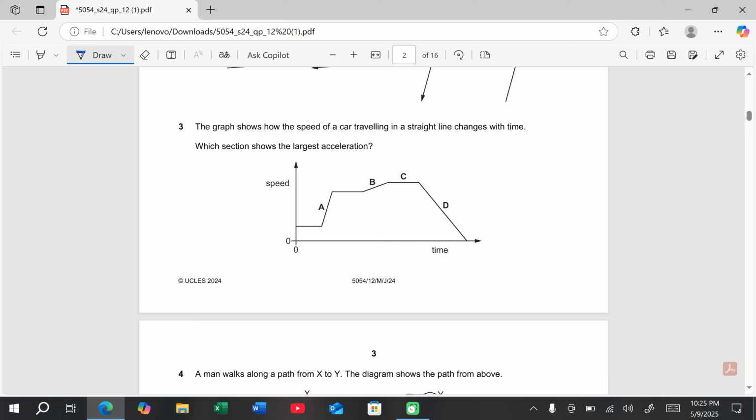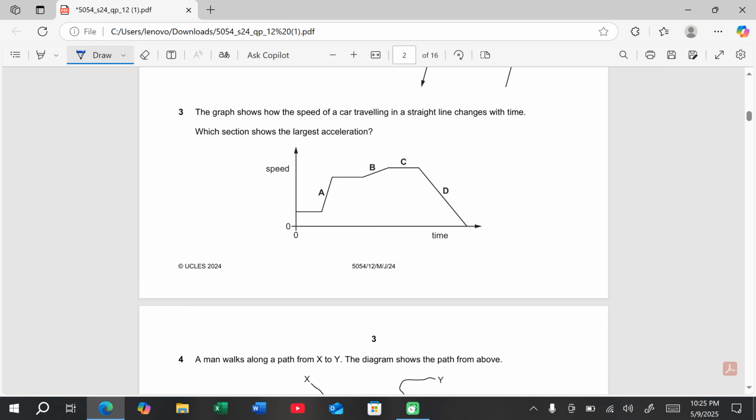The graph shows how the speed of the car traveling in a straight line changes with time. Which section shows the largest acceleration? So that's very easy. The gradient of the graph is going to give you the acceleration. This is the greatest of the gradients.